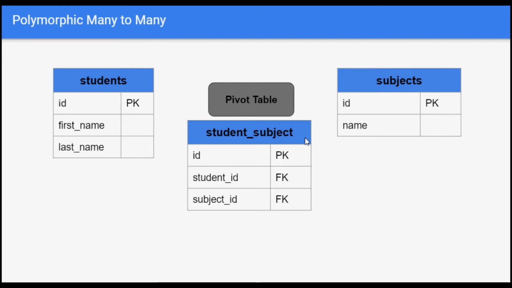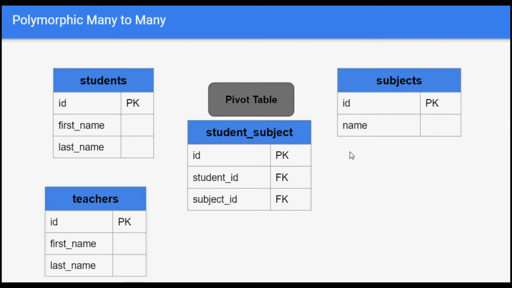Now, let us just throw teachers into the mix as well. Well, teacher can also teach many subjects. So teacher will also have a many-to-many relationship with subject. So in order to manage these relationship, we will remove our existing table and replace it with a new table.